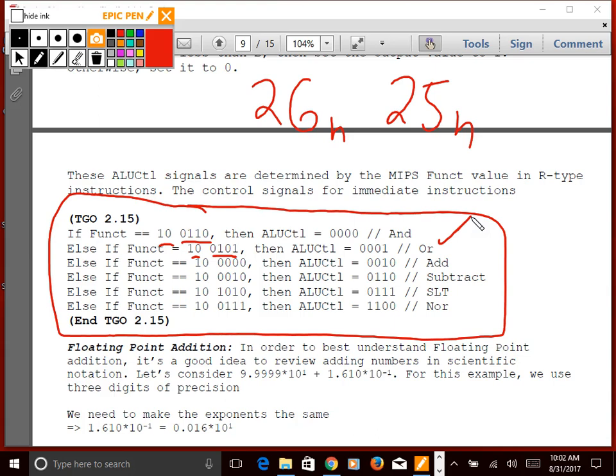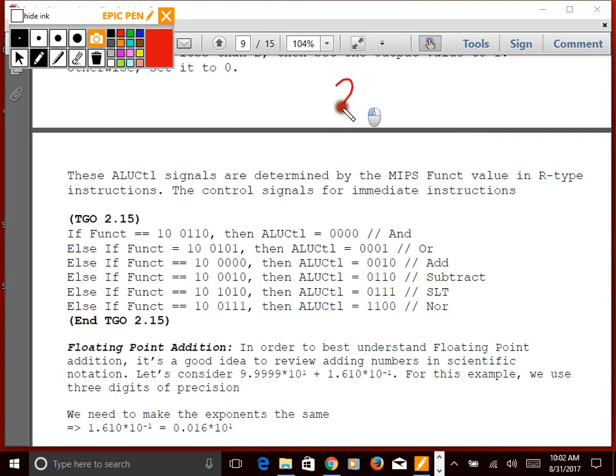Here, add and subtract are 20 hex and 22 hex. 20 hex is add, and 22 hex is subtract. Function 2A hex, or 101010, is going to be set less than, and then 100111, or 27 hex, is going to be your NOR operation, because that's going to be the ALU control.